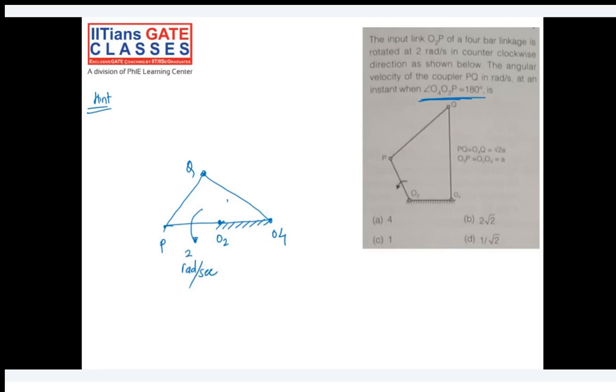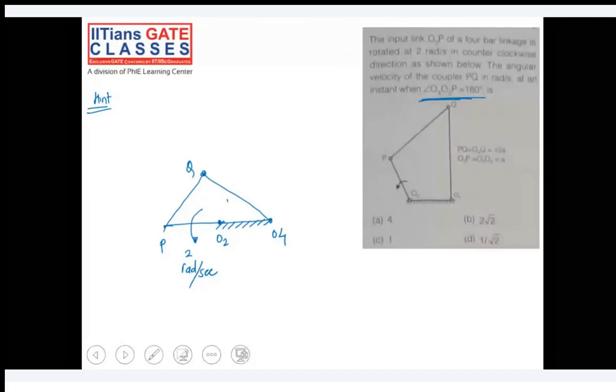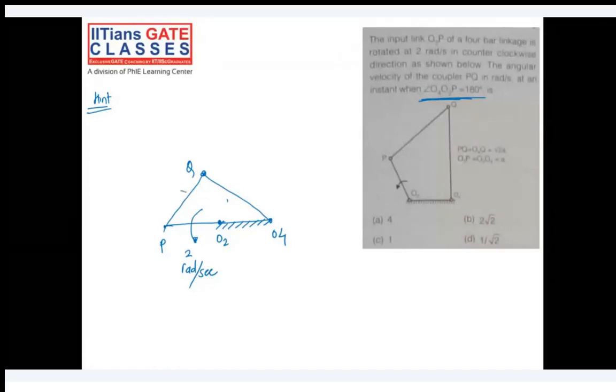So this is the given data, and they are asking us to calculate the angular velocity of coupler PQ. So the coupler is maybe like this, it is moving. So if this comes down, this comes like this, right? Yeah.